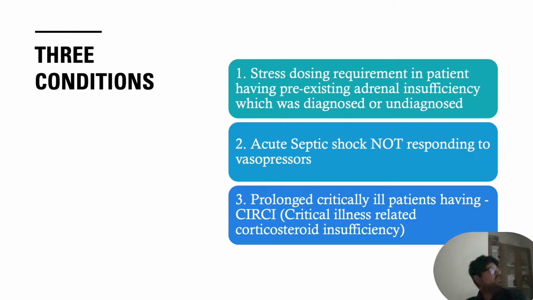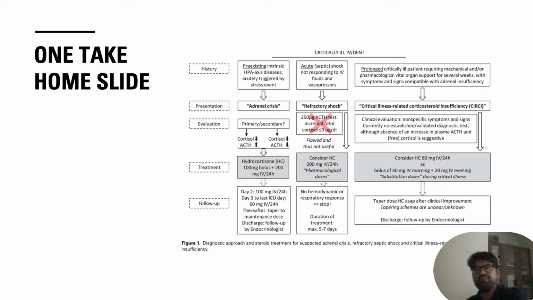So what Greet Vandenberg says is that we dissect critical illness in the ICU into three groups. One is the stress dosing required for a patient with pre-existing adrenal insufficiency, which was either diagnosed or not diagnosed. The patient is a known case of adrenal insufficiency, but was not diagnosed. The second area could be an acute septic shock not responding to vasopressors. And the third area is what is known as CIRCI, that is critical illness related corticosteroid insufficiency. So these are three different clinical situations, and whenever you are dealing with a patient, you need to first see which of these three buckets the patient fits in, and then consider both the short term and long term treatment.